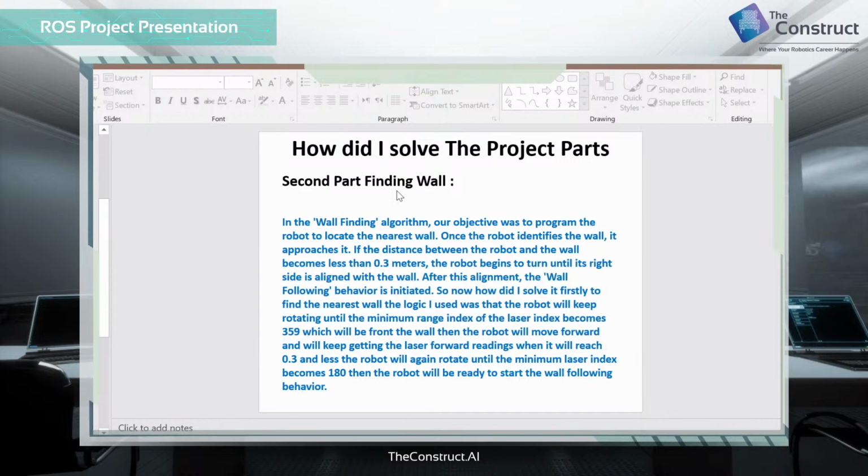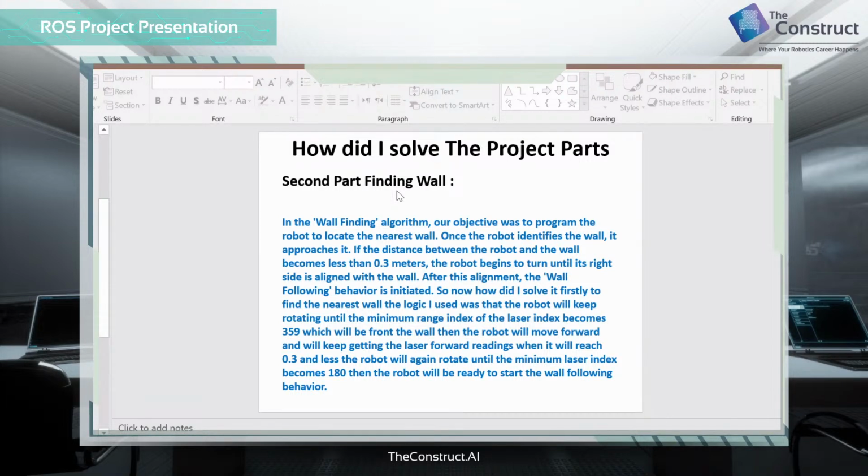The first thing is to put the robot in a certain place and start rotating it. Using the laser readings, the robot can see 360 readings around it. So the robot will start rotating until it sees the laser minimum index, which you will program in your program. When it finds the minimum index, which means the minimum distance to a wall or an obstacle, it will move towards it.